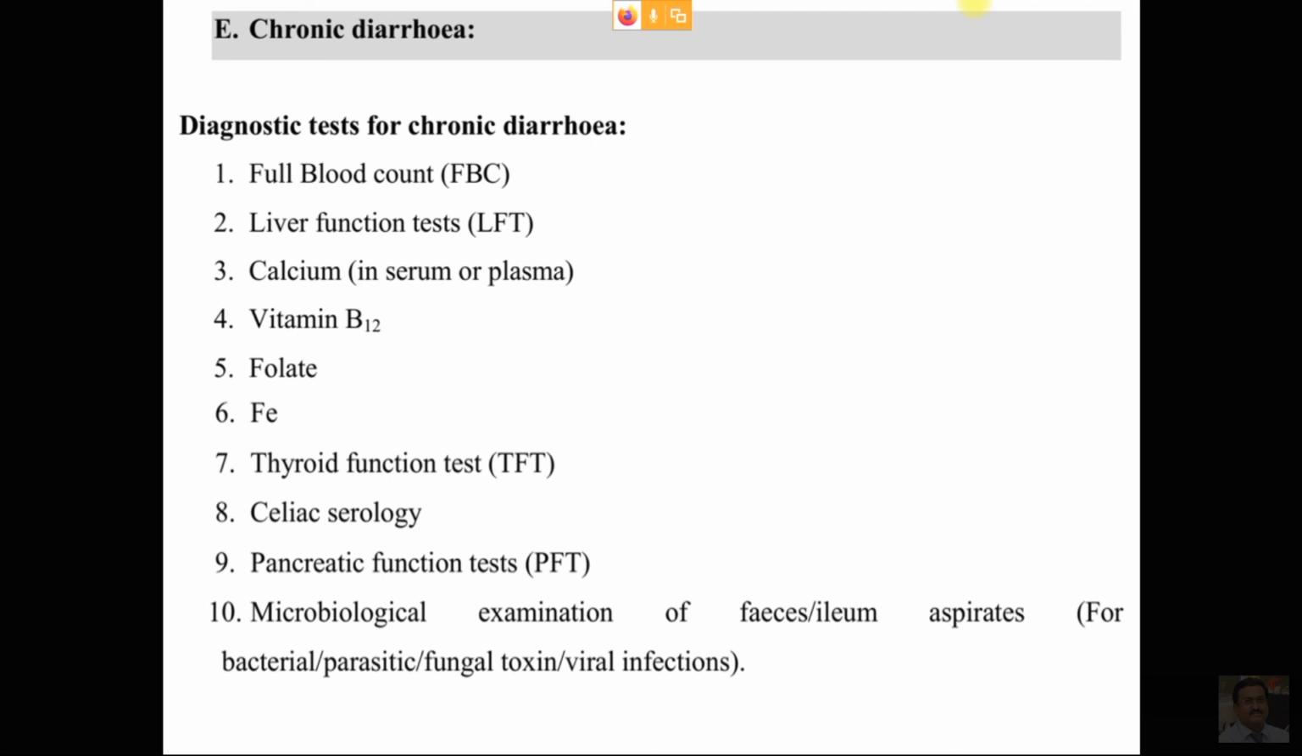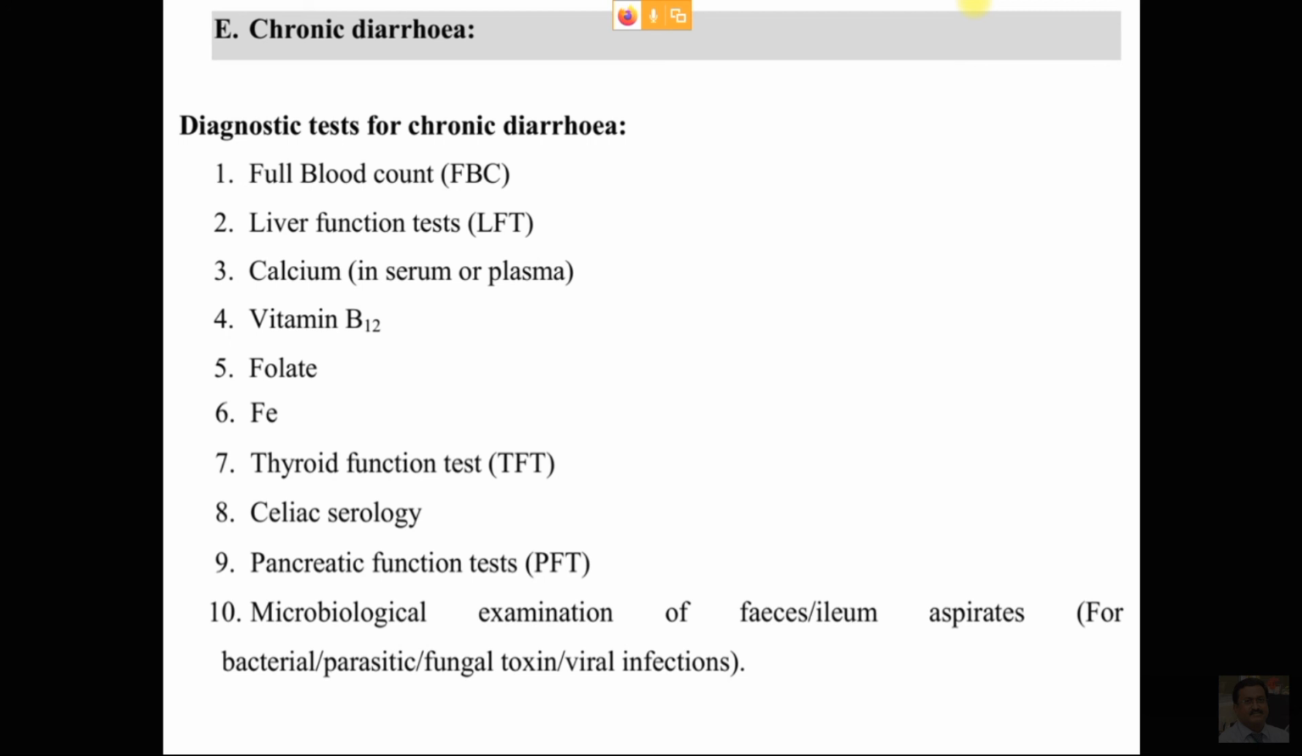And celiac serology, pancreatic function test, microbiological examination of feces and ileum aspirations for bacterial, parasitic, fungal toxin and viral infections. So this chronic diarrhea is not only due to abnormalities of organs like liver or pancreas. This may be due to some parasite, for example Ascaris or Taenia solium. All the parasites may give a lot of complications in the absorption process.